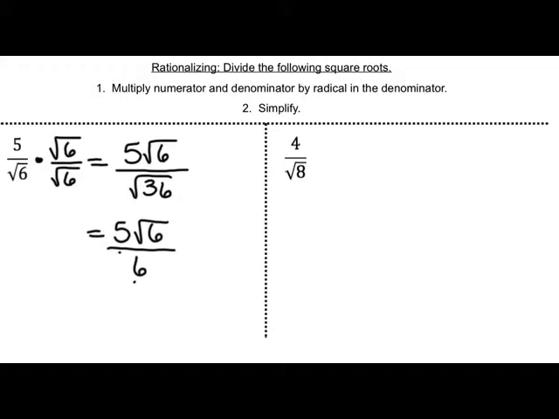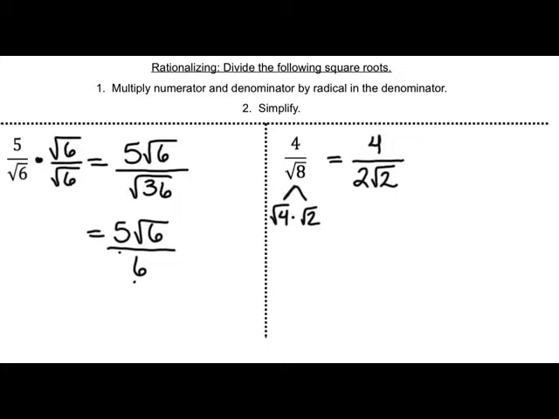A lot of times in mathematics, it's actually easier to simplify at the beginning versus the end. So on this one, I'm going to actually simplify before I start. I know the square root of 8 is the square root of 4 times the square root of 2. So really I have 4 over square root of 4 is 2, so 2 square roots of 2. All we're doing is simplifying.